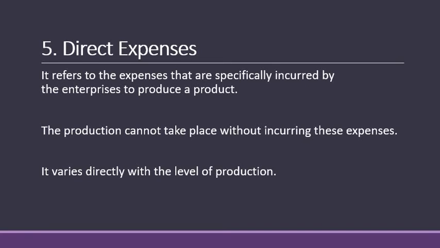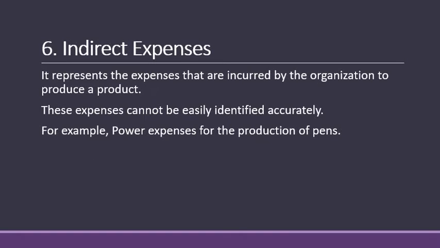Fifth is direct expenses. It refers to the expenses that are specially incurred by the enterprise to produce a product. The production cannot take place without incurring these expenses, and it varies directly with the level of production. Next type of cost is indirect expenses. It represents the expenses that are incurred by the organization to produce a product. These expenses cannot be easily identified accurately. For example, power expenses for the production of pens. These are indirect expenses.